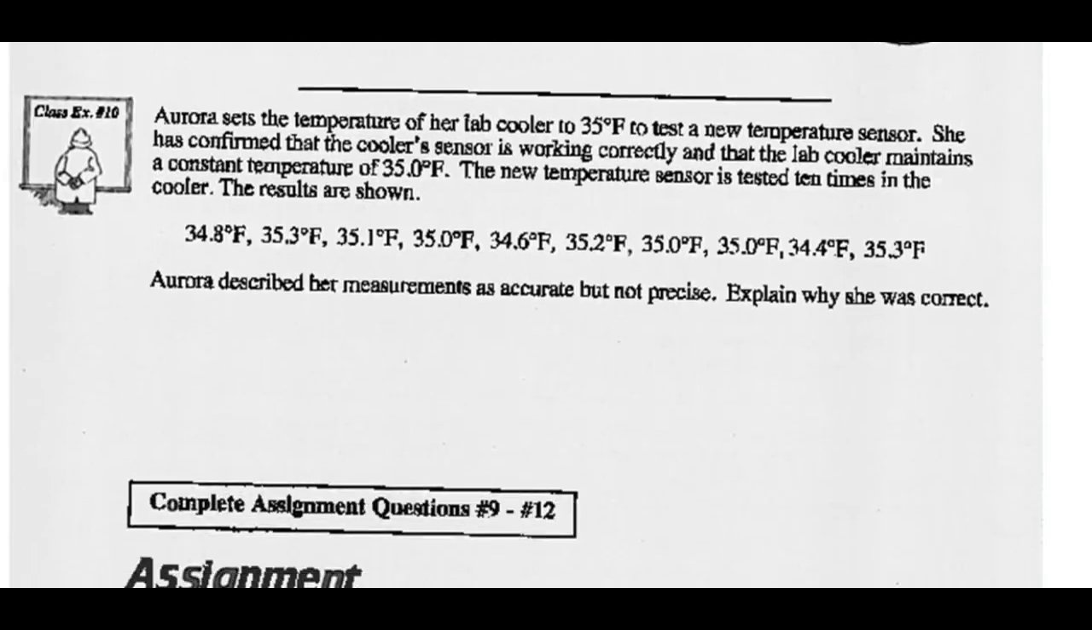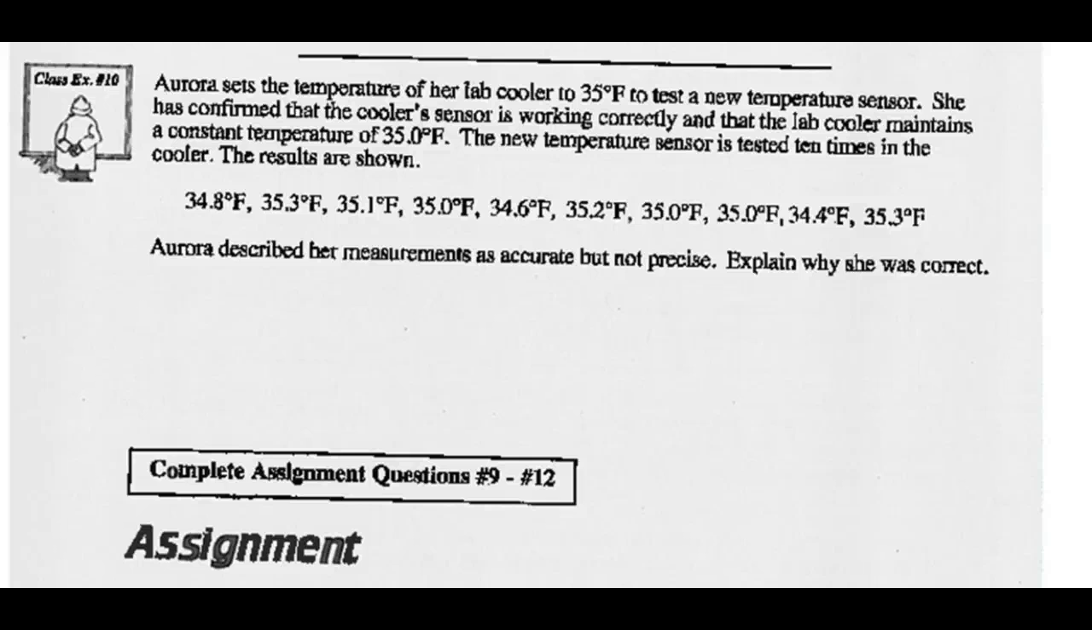Example 10. Aurora sets the temperature of her lab cooler to be 35 degrees Fahrenheit to test a new temperature sensor. She's confirmed that the cooler sensor is working correctly and that the lab cooler maintains a constant temperature of 35.0 degrees Fahrenheit. The new temperature sensor is tested 10 times in the cooler and the results are shown below. Aurora described her measurements as accurate but not precise. Explain why she is correct.